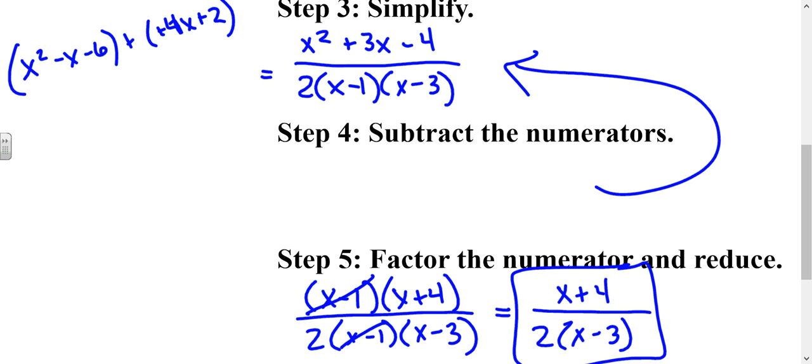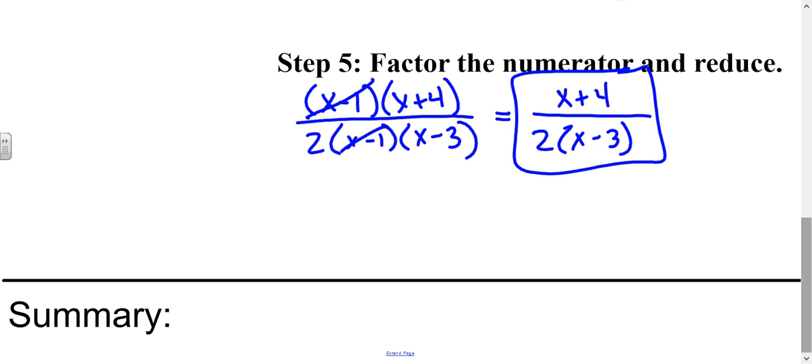So make sure to go back and answer the essential question and write your summary.